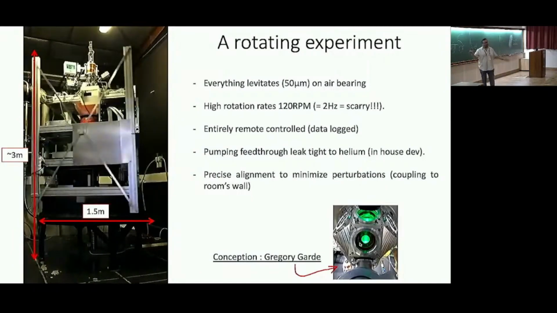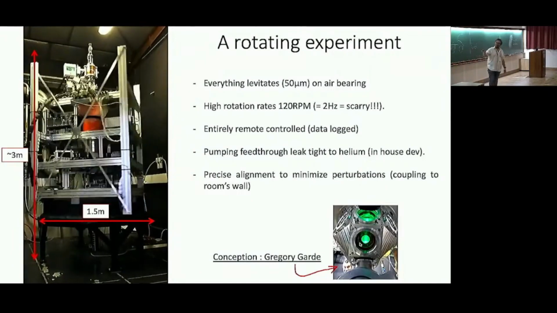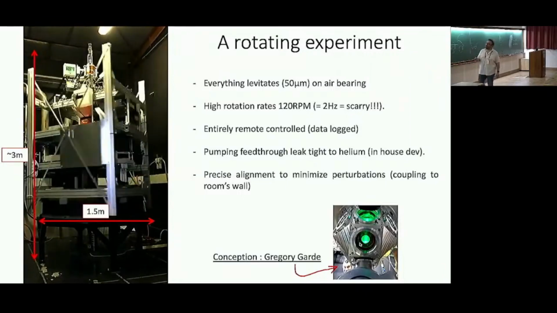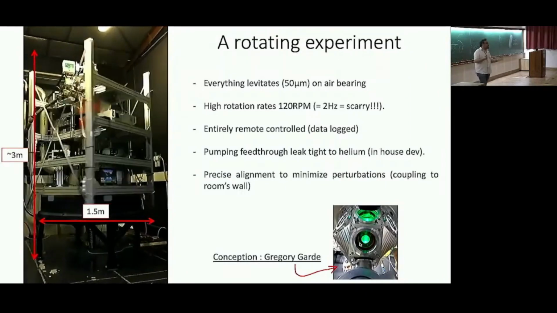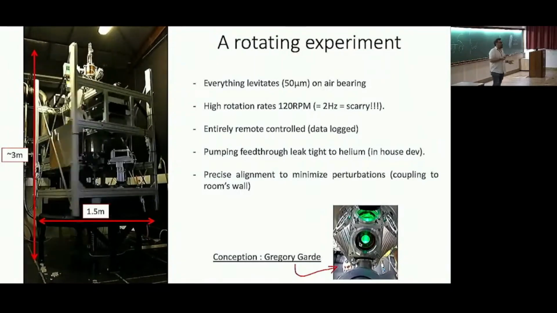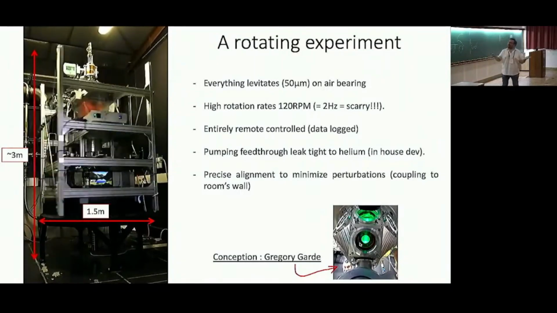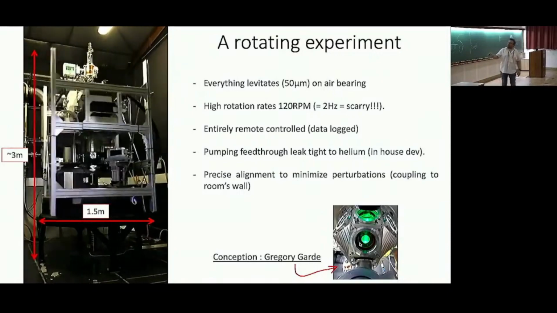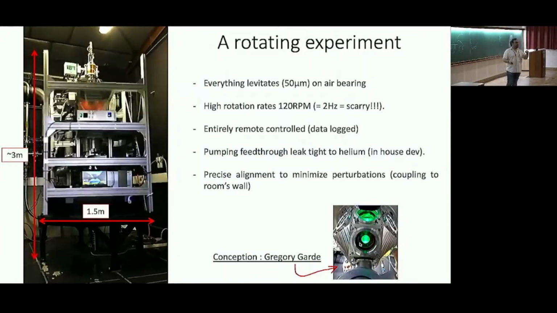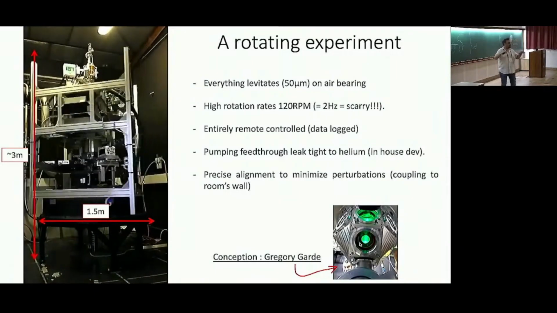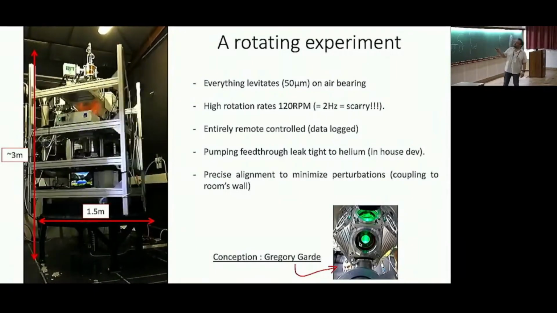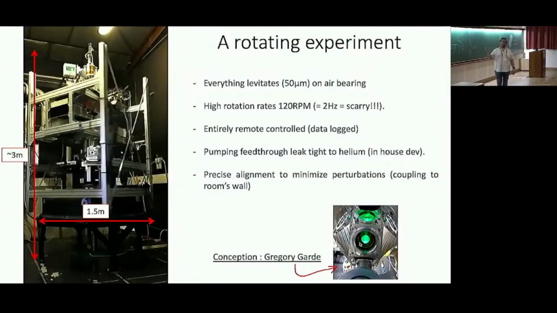But the particularity of this cryostat is that this entire system that I told you about is actually mounted on a spinning table, and we can spin the entire thing. The laser, the camera, everything. So it's mounted on a spinning table that levitates on a 50-micron air cushion. This is to avoid any vibration, stabilizes the thing. It can rotate up to 2 hertz.